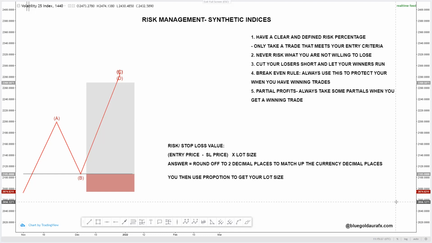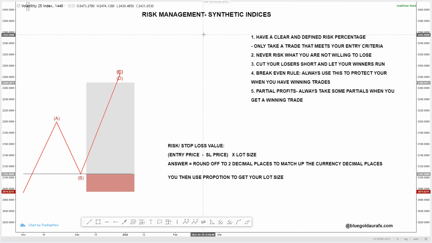I'm just going to share something before I continue, okay? So let's start by doing this, right? As a trader, it's very, very important to always have a clear and defined risk percentage, right? You must know what you are willing to risk before you enter into a trade. Never just enter in there randomly and you don't know what you're doing. You are going to blow a lot of accounts.